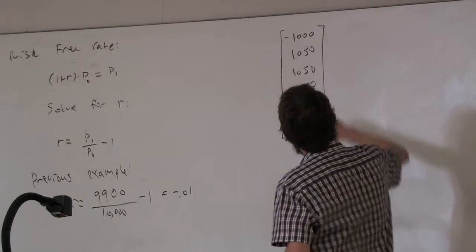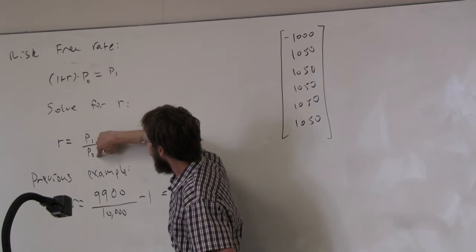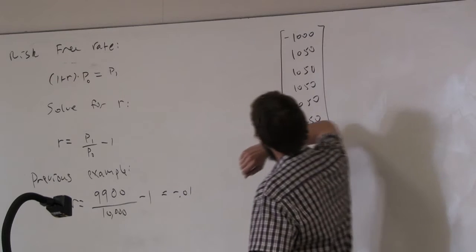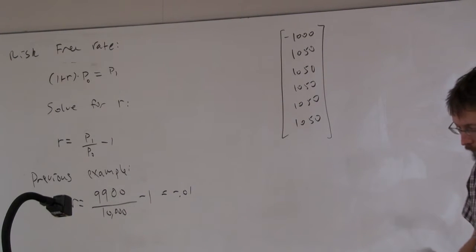For this one, we won't go through the calculation, but you can sort of eyeball it. We've got 1050 over 1,000 for a total of 1.05 minus 1. So the risk-free rate here would be 0.05.